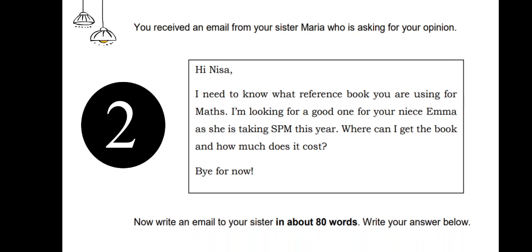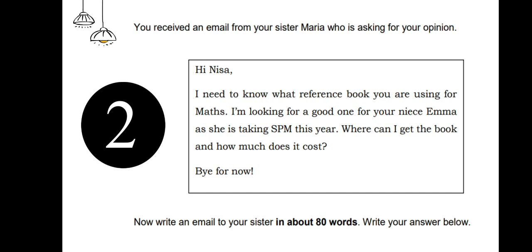Okay, so just now, that would be the first question. This is the second question. You receive an email from your sister Maria who is asking for your opinion. So, "Hi Nisa." That means in this setting, you are Nisa and your sister is Maria. So, Maria is asking for your opinion. "Hi Nisa, I need to know what reference book you are using for maths. I'm looking for a good one for your niece Emma as she is taking SPM this year. Where can I get the book and how much does it cost? Bye for now." So here, when we analyze the question, we can see there are still three questions given.